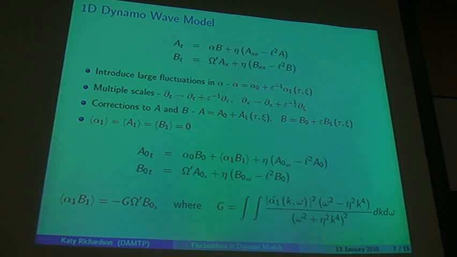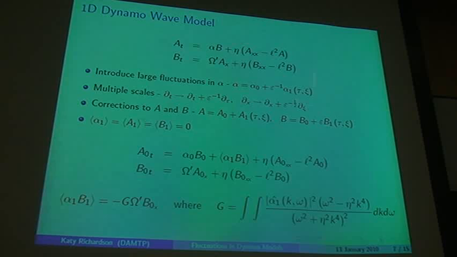It's a 1D dynamo wave model, so it's just a simple model like a Parker model. A is a poloidal field and B is the toroidal field here. This term here is the alpha effect term, and then the omega prime there is our large-scale shear or differential rotation. Eta is the magnetic diffusivity, and L is an inverse length scale.